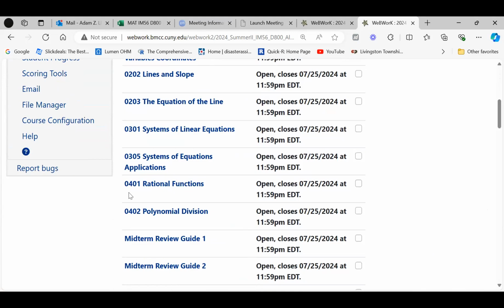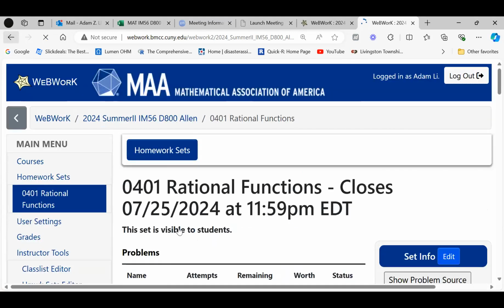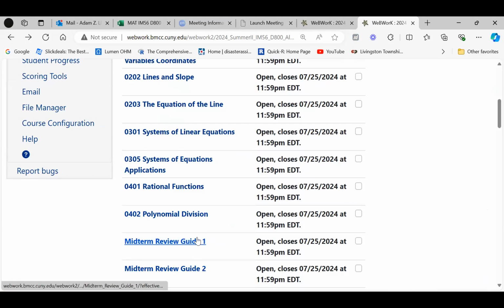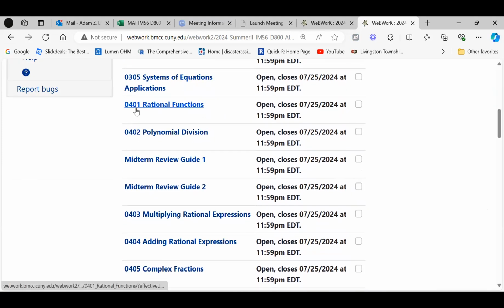Catch up on the homework assignments. Especially today, we went over 4.1, 4.2, 4.3, and we almost finished 4.4, adding rational expressions. We finished that actually. So your homework today will be 4.1, 4.2, 4.3, 4.4. Get it done by tomorrow. You can always revise it if you do not get 100% on those homework.